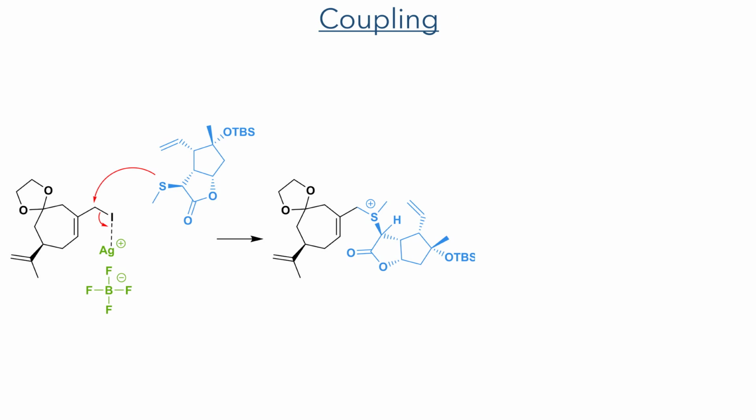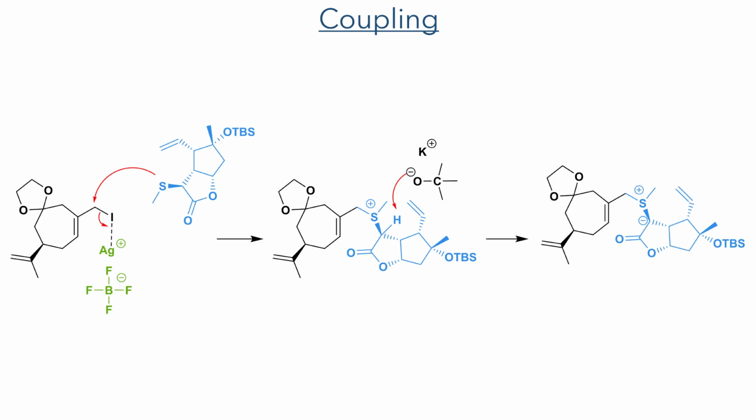purification. Silver tetrafluoroborate was added as a halophilic promoter as silver binds strongly to halogens. This activates the iodide and makes it more electrophilic. The sulfide then attacked and displaced it in an SN2 fashion. This produced a cationic sulfonium product.